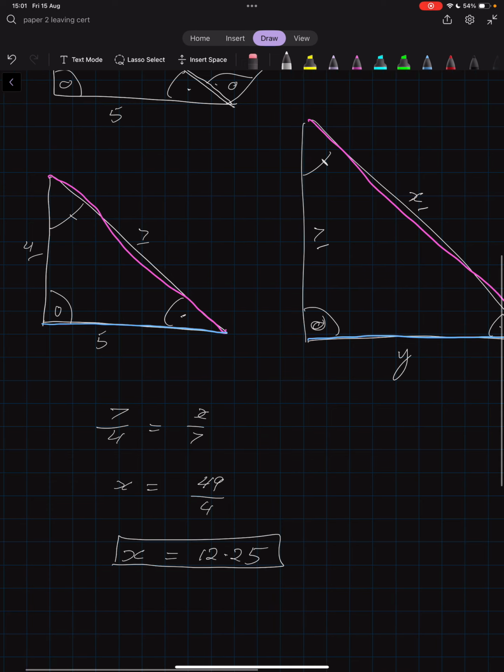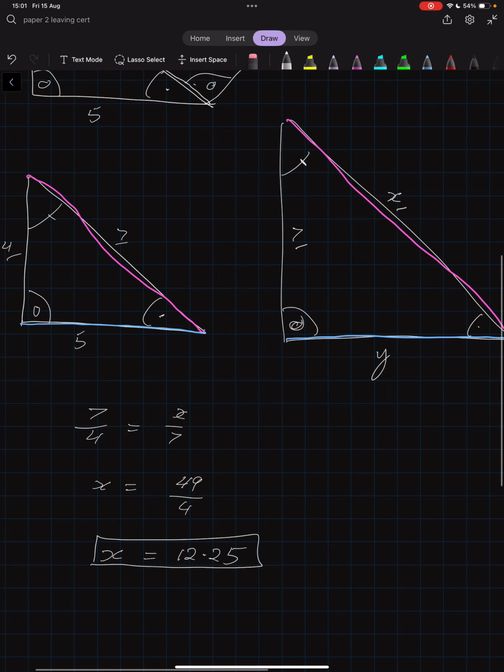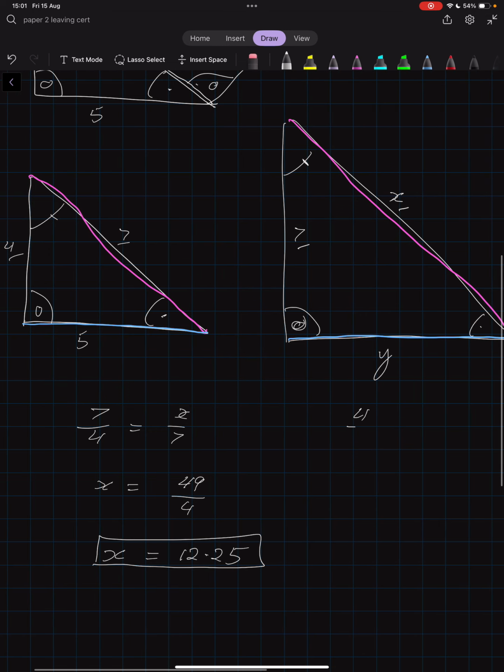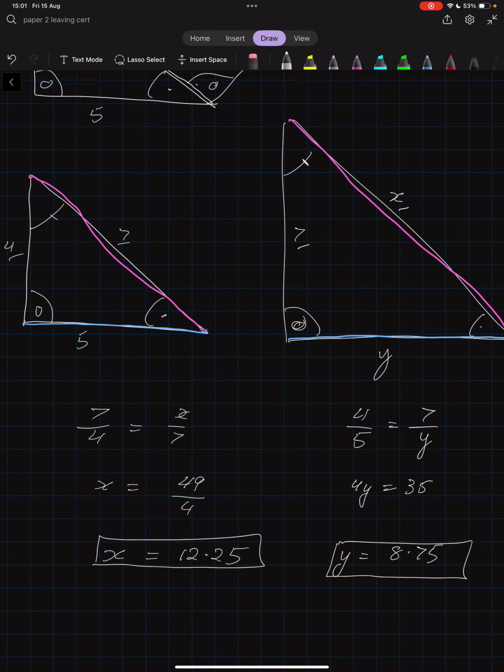I can do the same thing. If I do the white side divided by the blue side, that's 4 divided by 5, which is equal to the white side in the big triangle, 7, divided by the blue side, y. So I get 4y is going to be 35. So y is going to be 8.75. That's how you deal with the triangles.